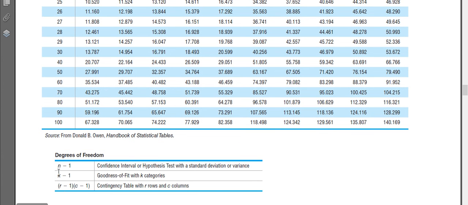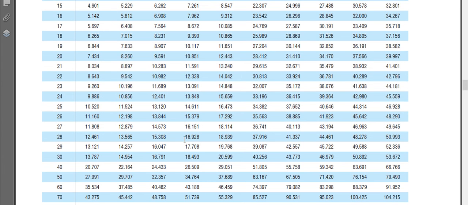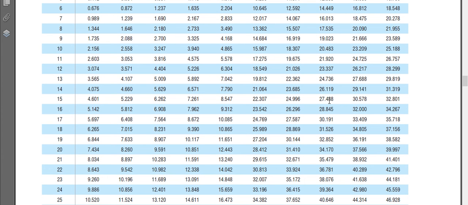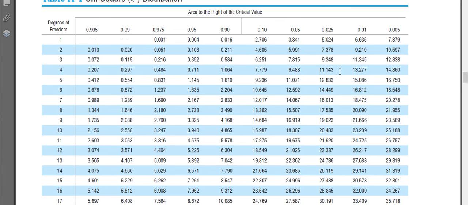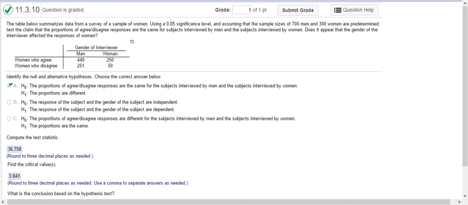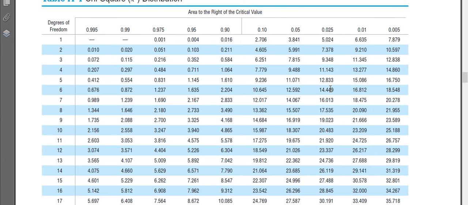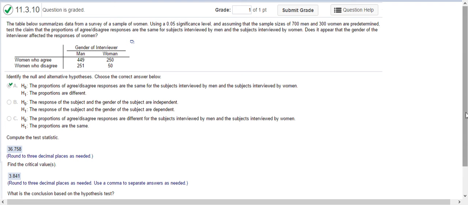The degrees of freedom is the number of rows minus 1 times the number of columns minus 1. We had 2 rows, 2 columns, so 2 minus 1 is 1, 2 minus 1 is 1, 1 times 1 is 1. So our degrees of freedom is going to be on row 1. I'll go back up here on row 1, and we're looking at area to the right of the critical value. In our problem, it said a 0.05 significance level. So with degrees of freedom 1 and 0.05, the critical value is 3.841. So that's why that answer is 3.841.